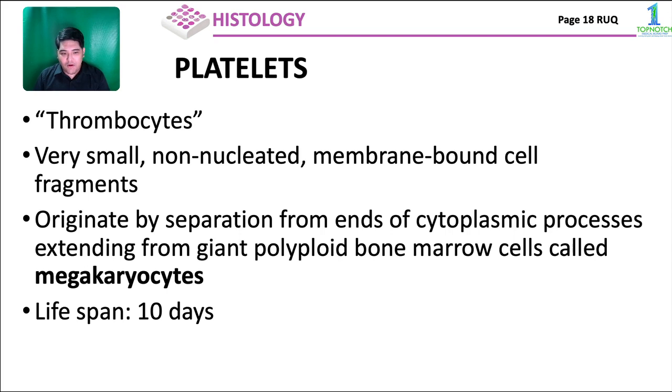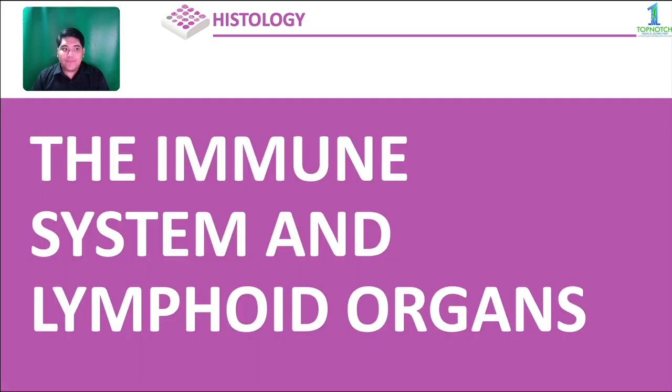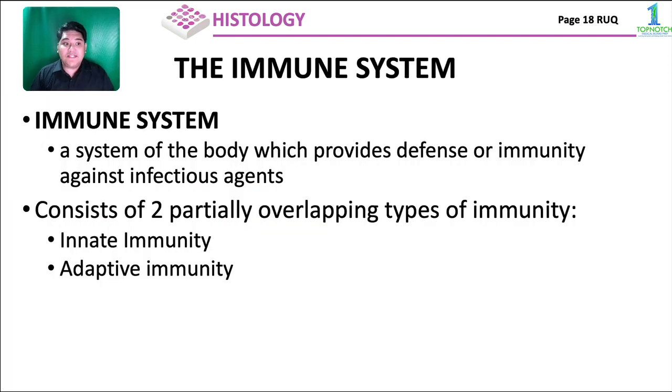Platelets are important for coagulation. Okay, let's move on to the immune system and lymphoid organs. Let's continue with the immune system. The immune system is a body system which provides defense or immunity against infectious agents.